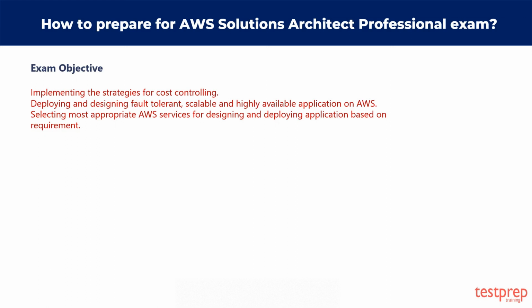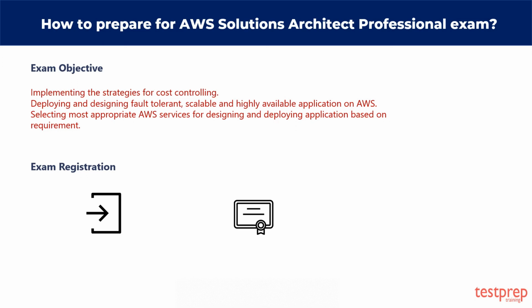Exam registration process. First, you need to register and sign into AWS training. After that, just click on Certification on the top. Then, click on AWS Certification Account, Schedule New Exam. Check for the exam you want to take and click the Schedule at Pearson VUE button, or PSI.